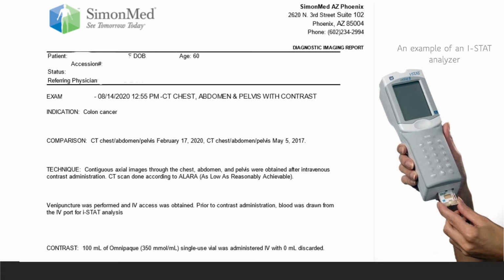For those who don't know, an iStat analyzer is essentially a portable blood chemistry device. There are different kinds which test for different things. On the right of your screen, you will see an example of an iStat analyzer, which looks really similar to the ones that we use at Simon Med.